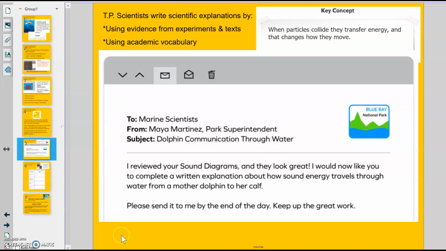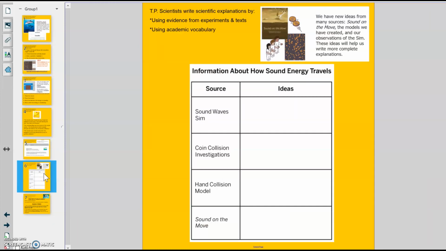So here we got an email from Maya Martinez, the park superintendent, and she said she reviewed our sound diagrams. They look great, and she would now like us to complete a written explanation about how sound energy travels through water from a mother dolphin to her calf. And I want you to think of all the great things that we've learned from all of these sources. What have you learned about sound from the sound wave sim? What have you learned from the coin collision investigation that we did in our last lesson? What did you learn from the hand collision model in our last lesson?